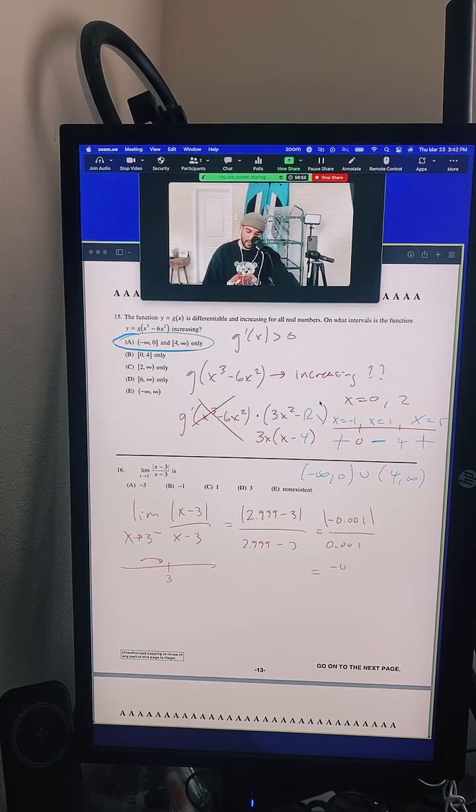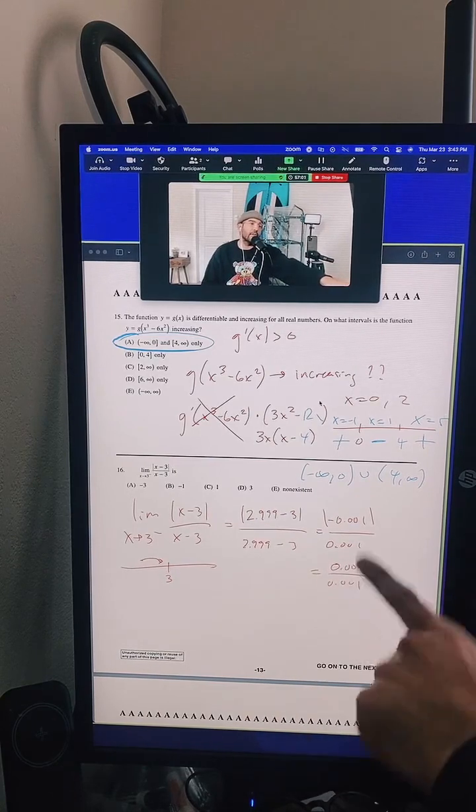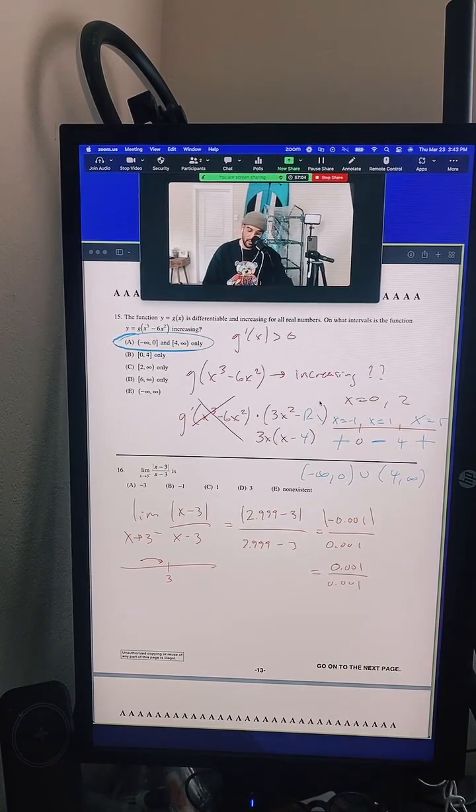So you really have the same value over 0.001, something really, really small, over that same value. On the top, it was positive. So now we know that this is just going to equal 1. That's just the limit as x approaches 3 from the left side.